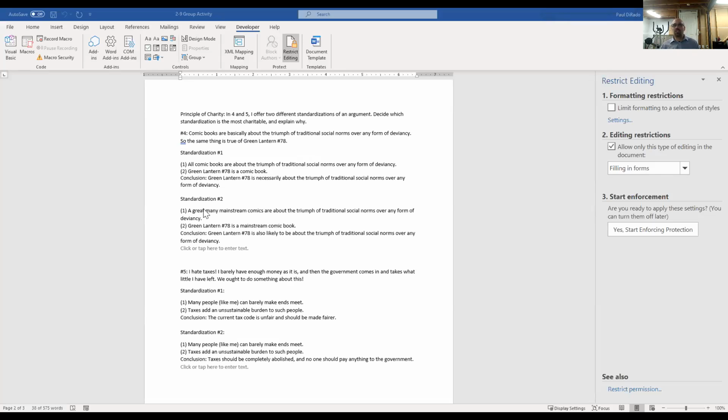And so that's standardization 1, standardization 2. So how are these different? In standardization 1, we read this claim as a universal, what's called a universal generalization. We're talking about all comic books being about this one very specific thing. And in the second case, we read it as only talking about a great many comic books, meaning many comic books, most comic books even, some large percentage, but not all of them. And as a result of the differences between those 2 first premises, we also get 2 slightly different conclusions. In the first case, the conclusion is a necessary conclusion. It's necessarily the case that Green Lantern number 78 must have this property.